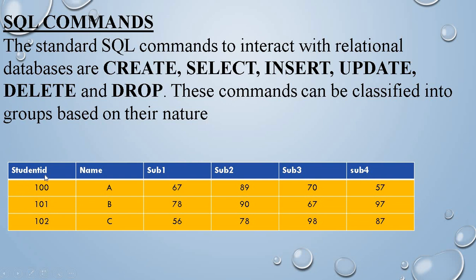You have to create a table with the headings, that is student ID, name, subject 1, subject 2, subject 3. In the same way, select is used to select the data from this table. For that we are using this command. Insert: suppose you want to insert one more record, that is 103. You have to insert the data in the table. You can use update if any changes have to be made in the table. For example, if 78 is there and you want to change it to 80, then you can update that particular value.